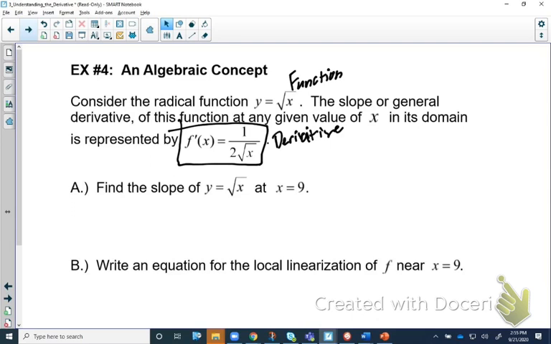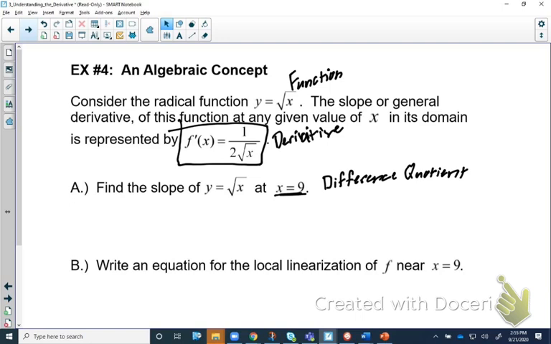So what it's telling you to do in part A on your actual notes, where it says find the slope of y is equal to square root of x at x is equal to 9, is to use a difference quotient. Having the derivative there is not bad, because we can use it to check our answer. But I'm going to use the alternative form of the limit definition of the derivative, because they're giving me this point here to work with.